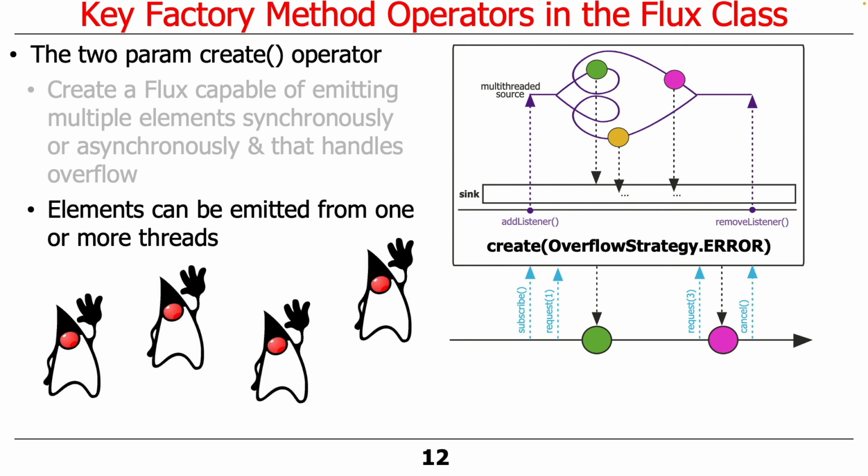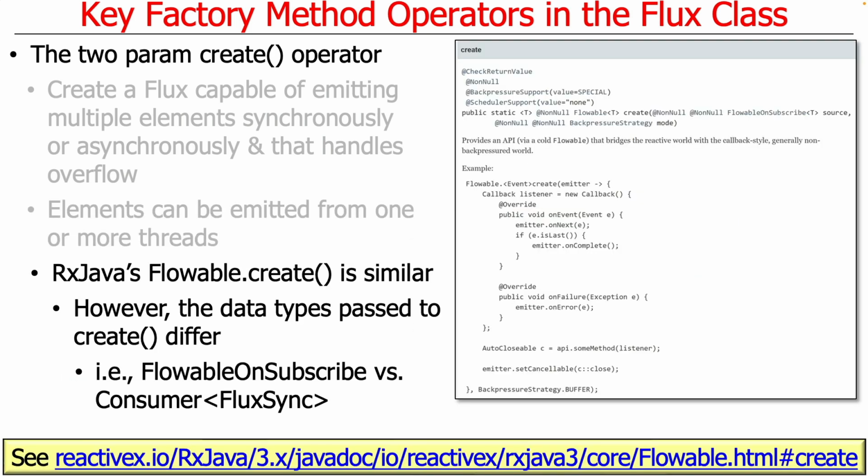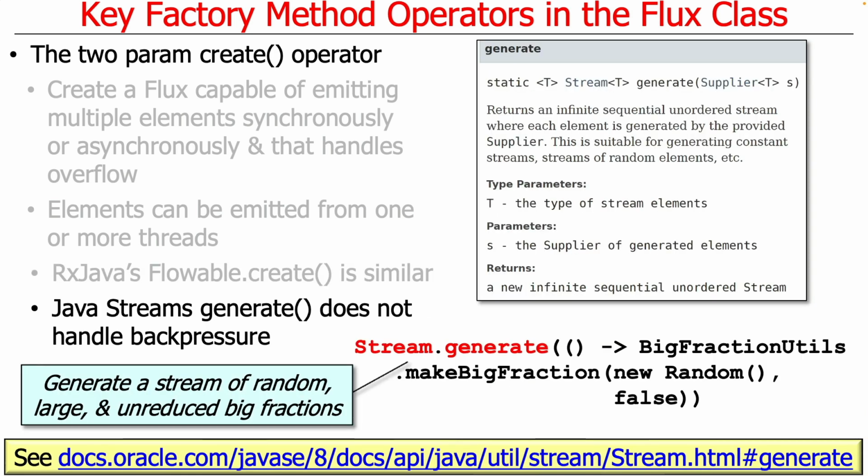The elements that are emitted from the emitter that's passed to create can come from one or more threads. It's up to you to decide how you want to do it. You can have one thread, you can have multiple threads. And this is not unlike other mechanisms available in other reactive streams frameworks. RxJava has a Flowable class that has a create method that's very similar. The main difference is they pass different types. So the create method that's used on a Flux has a consumer of FluxSink, whereas for RxJava they use FlowableOnSubscribe. Not really sure why, but they have slightly different names and different types.